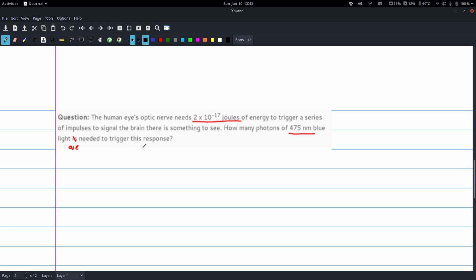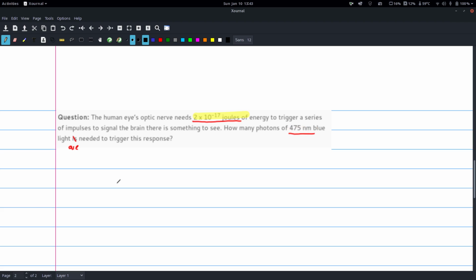Alright, so we're given a lot of information there. We know that we have 2 times 10 to the negative 17 joules is needed for that series of impulses to trigger in our brain. So we're going to have to keep this number in the back of our head. We also know that this is the wavelength of light we're using, so we need to convert this to meters.